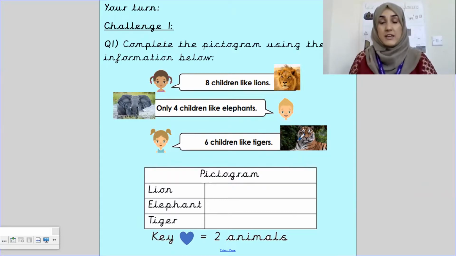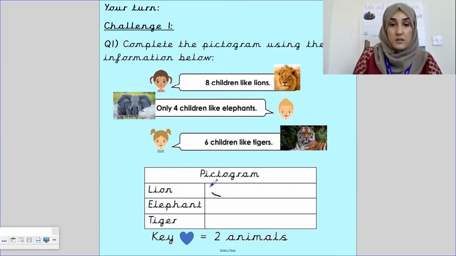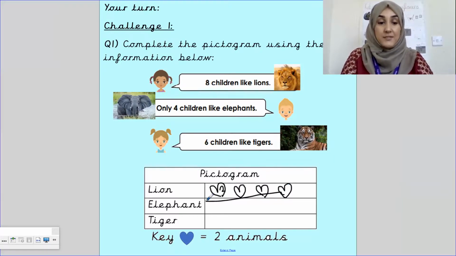Now, I will do the lions with you together. If 1 heart equals 2, so that equals 2, and I need to get to 8. So that's 2, that's 4, that's 6, and that's 8. Now you complete elephant and tiger.